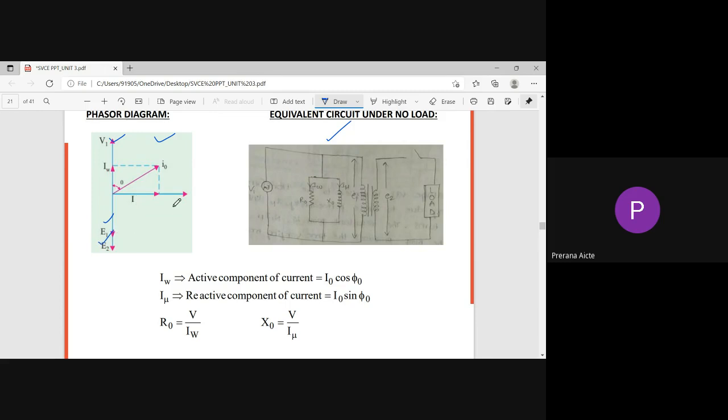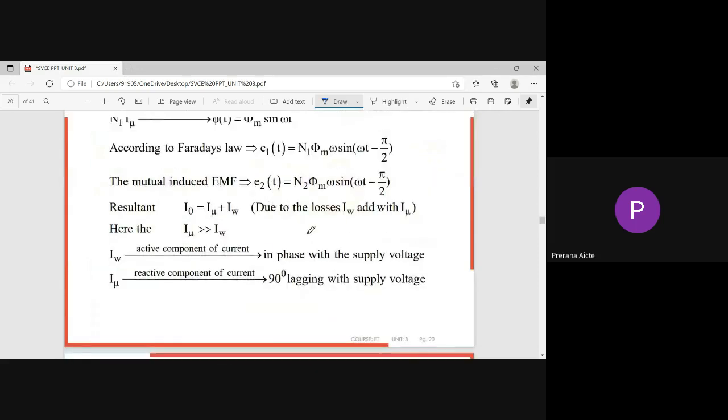There will be an additional amount of current drawn from the supply mains to overcome the no load losses. Those losses are nothing but core losses. Here this Iw component is nothing but the core loss component. What are the core losses? There are two types of core losses: eddy current losses and hysteresis losses.